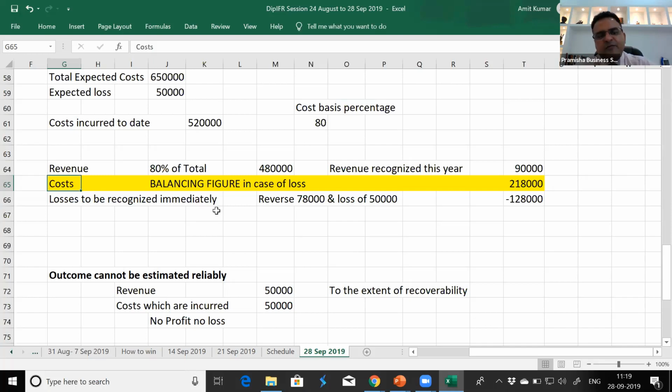But if it is a separate performance obligation being sold separately, then depending on how it is being consumed, it is a performance obligation satisfied over a period of time, like rendering of services. For example, after-sales service for 3 years sold at a price of 50,000. That 50,000 will be spread over a period of 3 years.